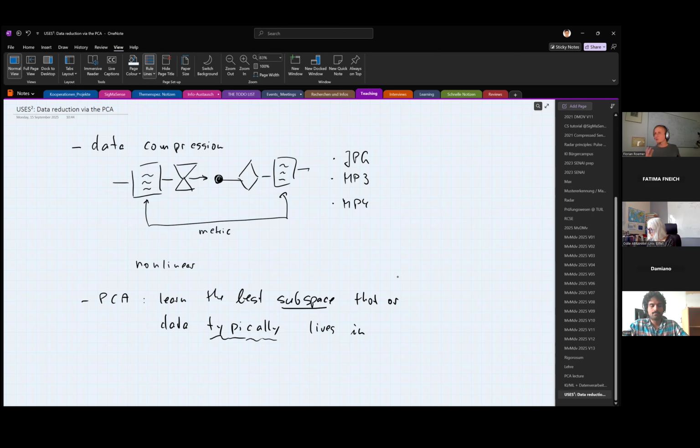In which also lies a certain strength, because what you can also do is you can apply your compression and then look at the residual of the compression. And this could point you to some anomalies. In fact, that's one of the simplest ways of doing anomaly detection.